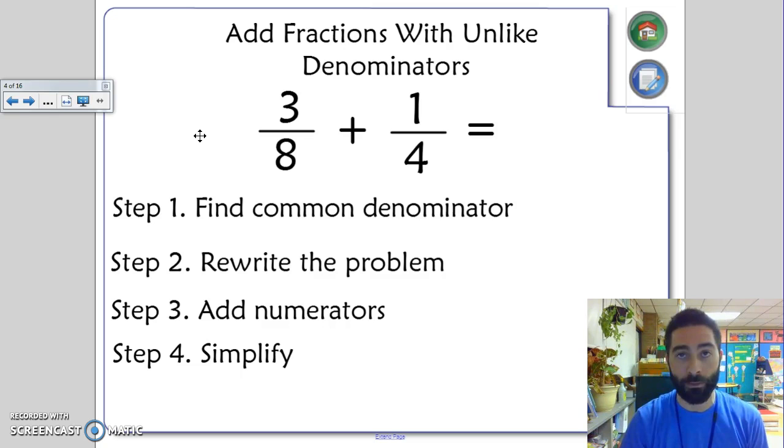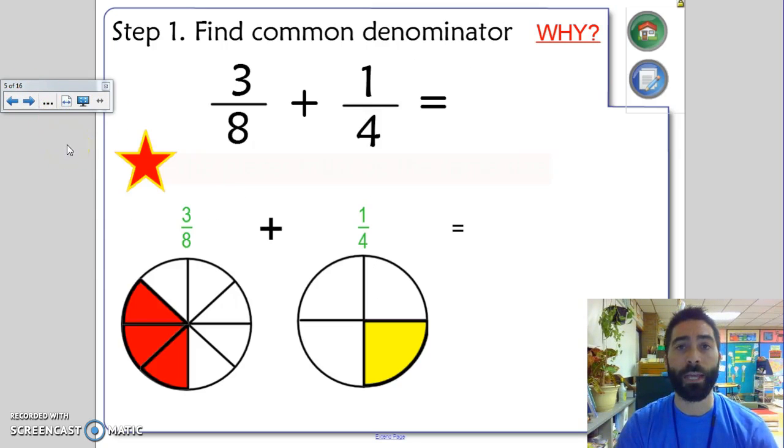Now simplifying is not going to be required of you for this year, but in middle school and further on, you will be required to simplify your fractions. So it's good to start now, but it won't be required. It will be something optional that you can do, but you'll still be able to know how to do it. So if we were going to add 3/8 plus 1/4, why do we have to find the common denominator?